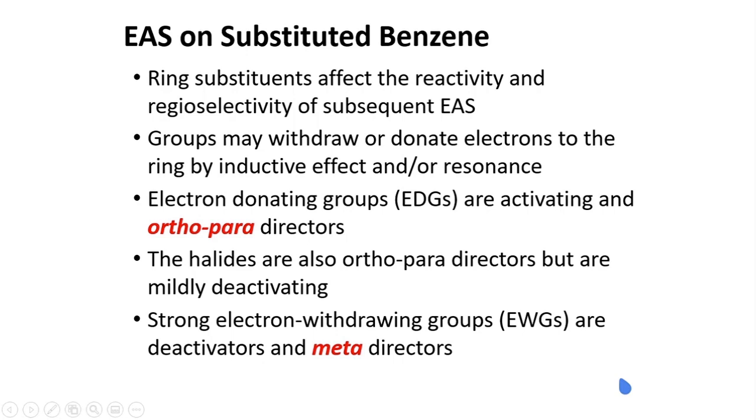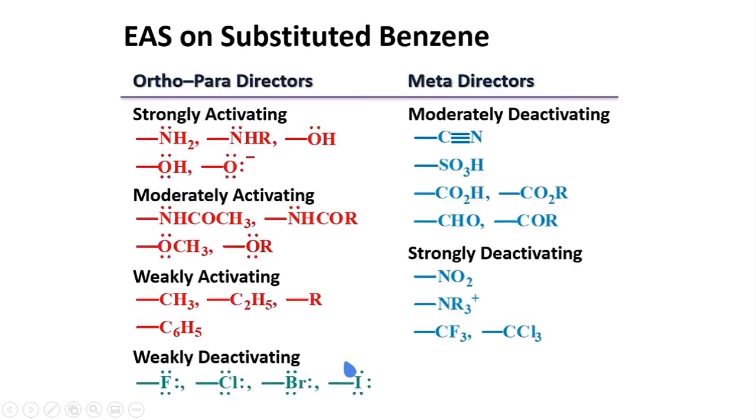It also means that strong electron withdrawing groups are deactivators. They pull electrons from the ring and make the rates of reactions slower. They are meta-directors. Based on this, we have classifications of ortho-para directors and meta-directors. Take note of these groups. Most of them are electron donating groups. And these are meta-directors. They are deactivating groups because of their electron withdrawing property.